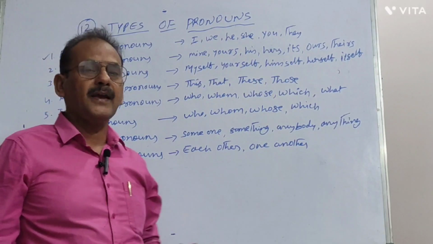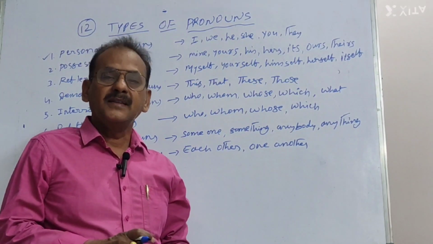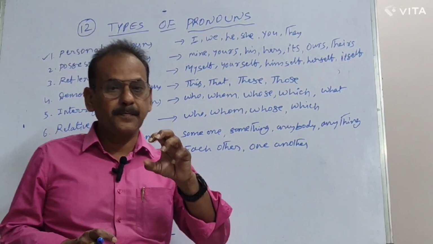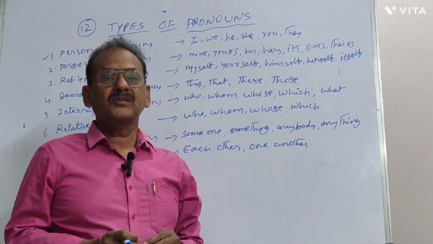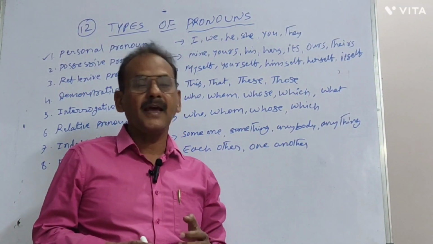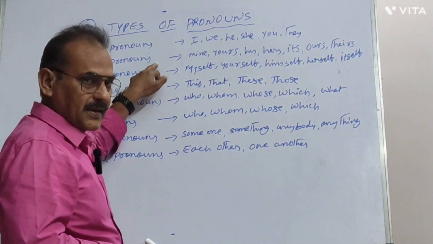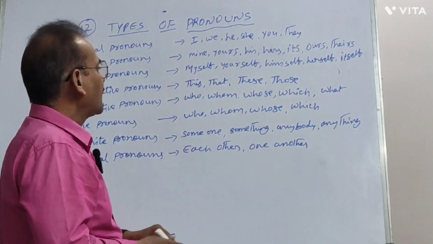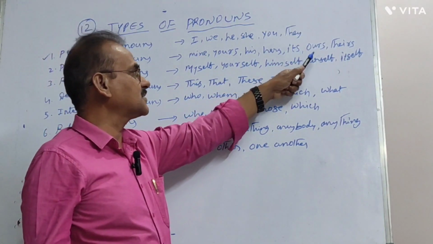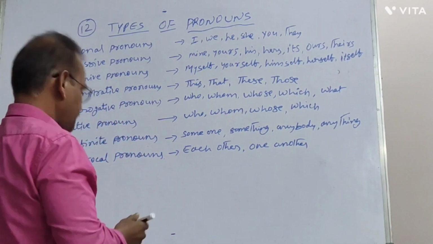So when we speak about ownership, it means the thing which is related to a particular or specific individual. That is called saying of ownership. When we talk about that ownership, we should use possessive pronouns. Again, you see mine, yours, his, hers, its, ours, and theirs. So these are called possessive pronouns.